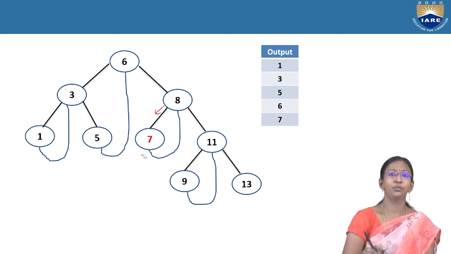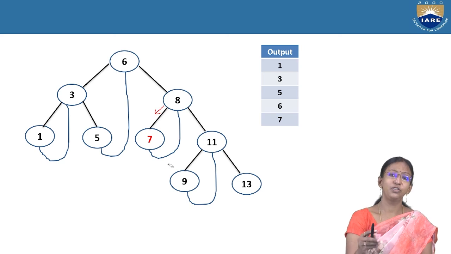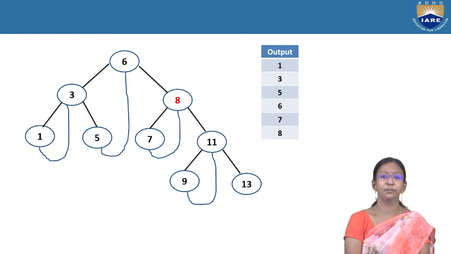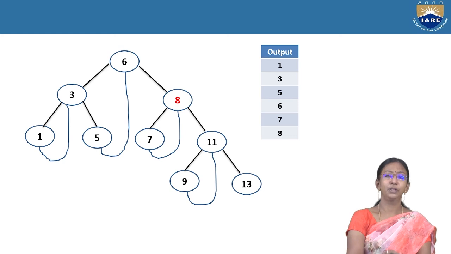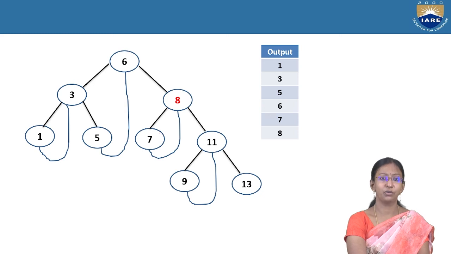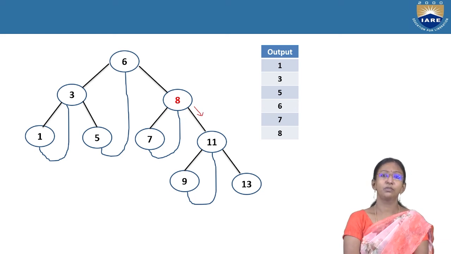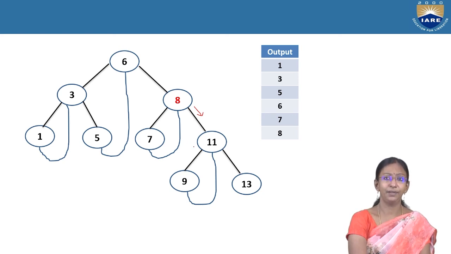Once we reach 7, to which node will it point, or be threaded to? It is threaded to its root, which is 8. So 8 is the next node that I am going to traverse. Once this is done, the left subtree of 8 has been traversed. Now it is the right subtree which needs traversal, right?